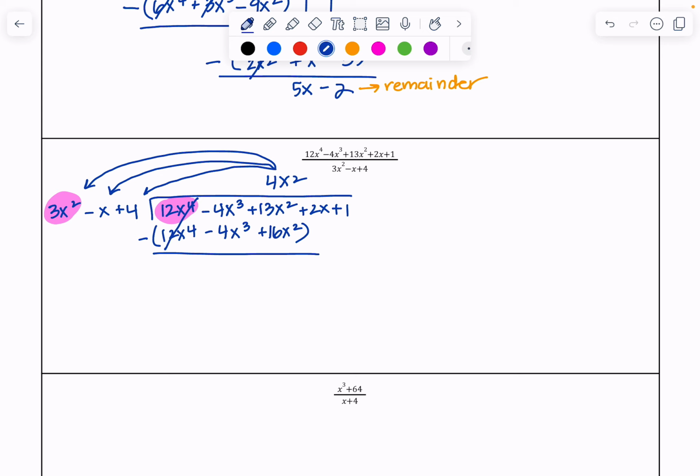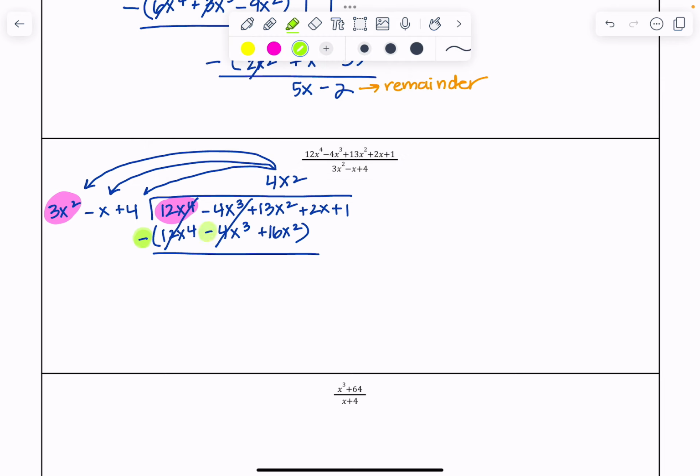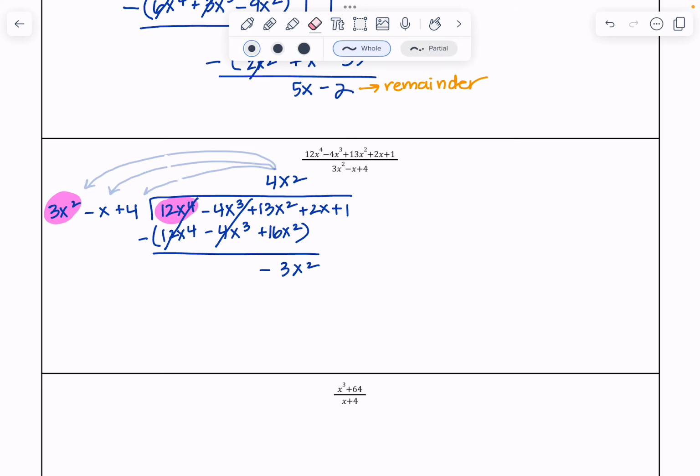These cancel out, and I have negative 4x cubed minus negative 4x cubed, so those also cancel out because we have minus a negative. Okay, and then I have 13x squared minus 16x squared, and I'm left with negative 3x squared. Let me erase my arrows and my highlights so I can stay organized.